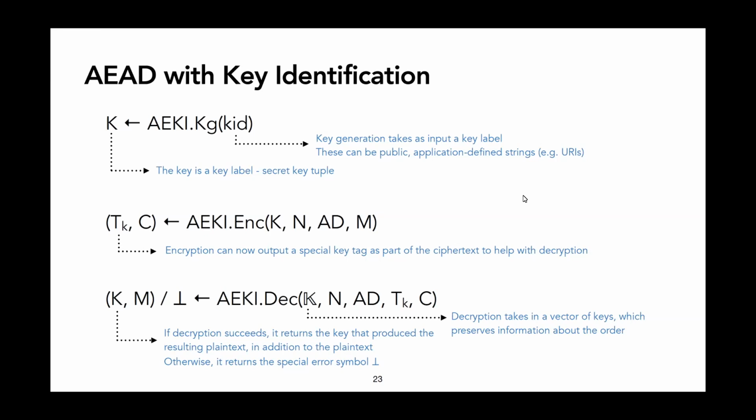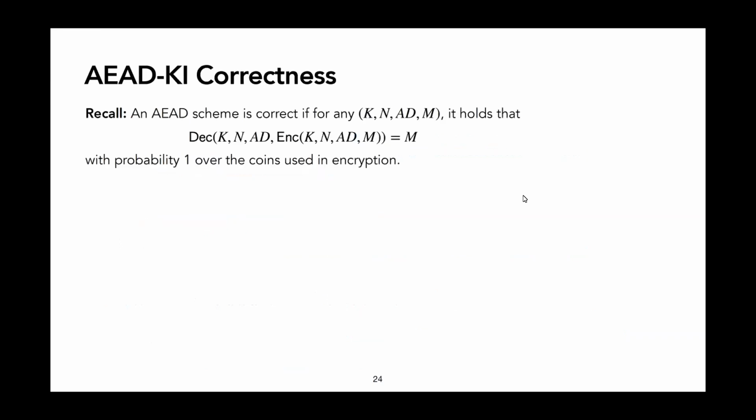So now let's talk about what AADKI correctness is. Let's first recall that an AAD scheme is correct if for any key, nonce, associated data, and message, it holds that when we encrypt over these inputs and then decrypt the resulting ciphertext with the original key, we get back the original plaintext with probability 1. But what does a correct AADKI scheme mean? How do we extend this into our setting?